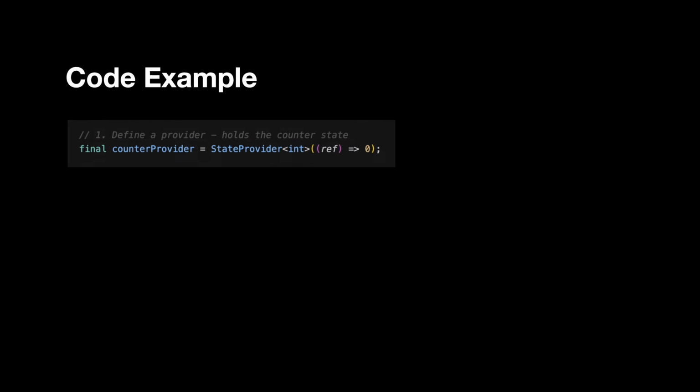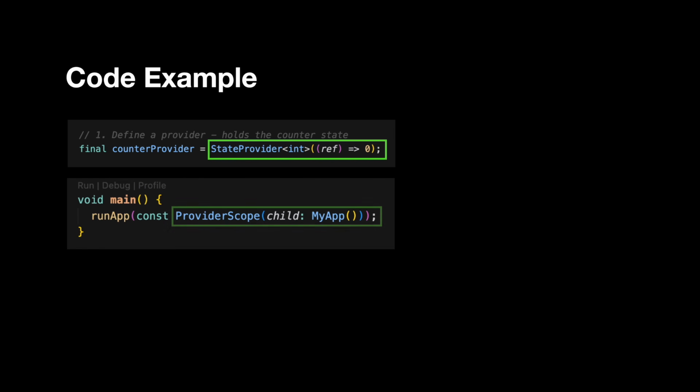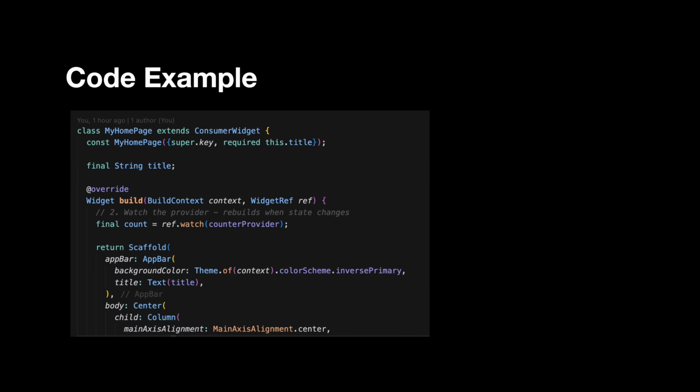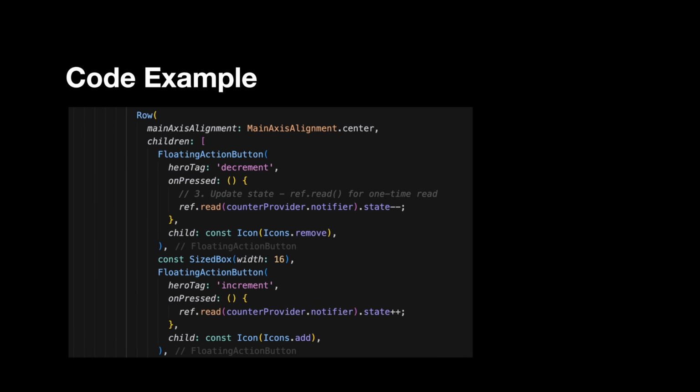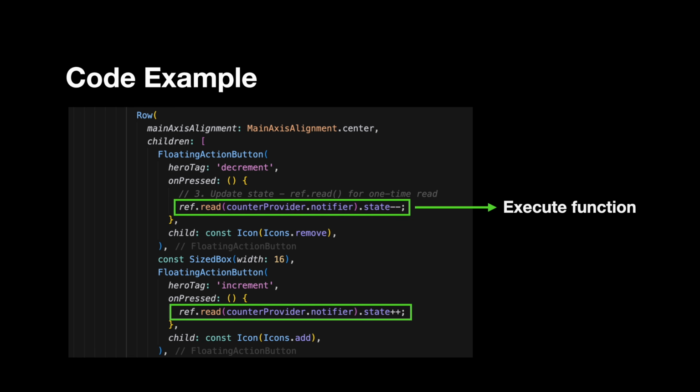Let's see a quick example of how Riverpod works in practice. First, we define a StateProvider to hold our count variable, initially setting it to 0. Then in our main widget tree, we wrap the highest level widget in ProviderScope to make our provider accessible to all child widgets. Now in our counter display widget, we use ConsumerWidget and WidgetRef to read the count from our provider and display it. Finally, when the increment button is pressed, we use ref.read to access the provider's notifier and call the increment function. That's it. Now our count updates and the UI responds automatically.